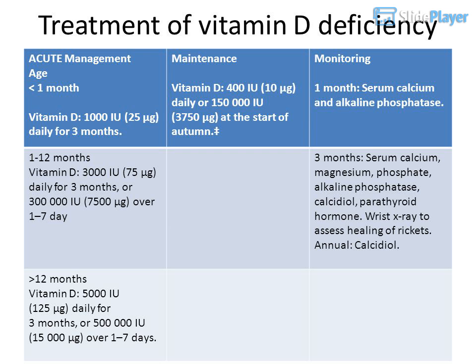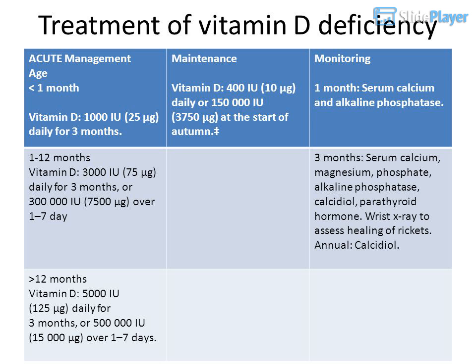Treatment of vitamin D deficiency. Acute management. Age less than 1 month: vitamin D, 1000 IU, 25 micrograms, daily for 3 months. Maintenance: vitamin D, 400 IU, 10 micrograms, daily or 150,000 IU, 3750 micrograms, at the start of autumn. Monitoring at 1 month: serum calcium and alkaline phosphatase.